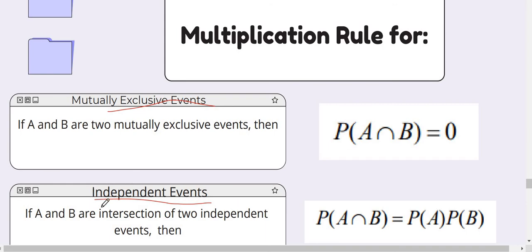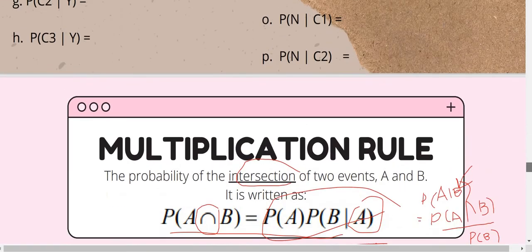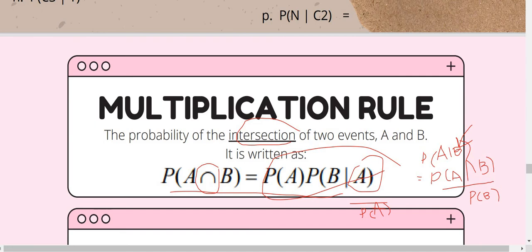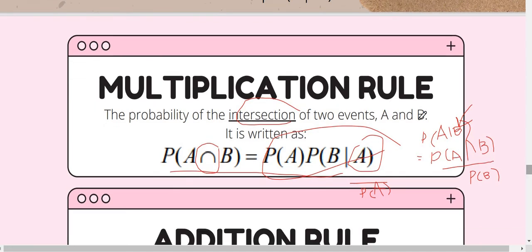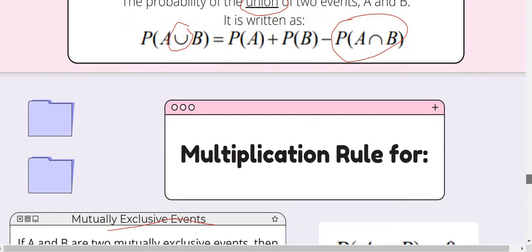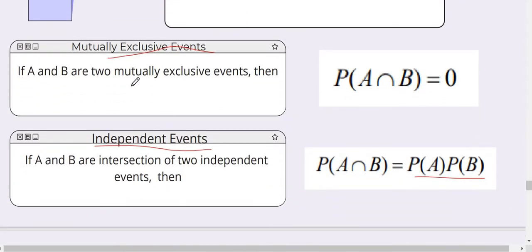Then we also have independent events. If A and B are two independent events, then P of A intersect B will be equal to P of A times P of B. That's it. Maksudnya dia tak ada kaitan. They have no relation with this equation. So the general equation is this one, but when you identify that your events are independent, you will use this as your equation formula.